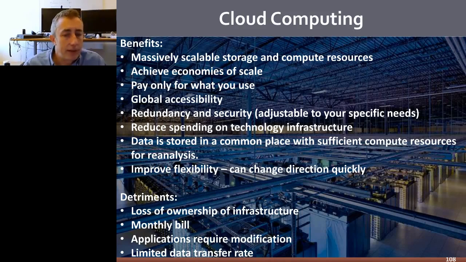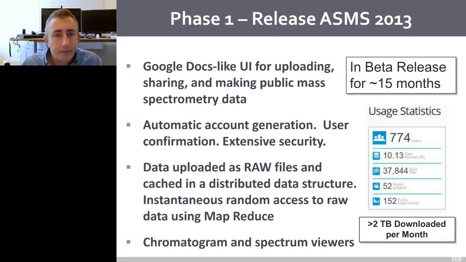A lot of the software applications require modification, and one thing that we haven't found to be a big deal yet, and I'll describe this a little bit, is limited data transfer rate. Some universities or institutions may have an issue where the bandwidth of the internet may be a bottleneck. But if we're talking about collecting data files of about 1 gigabyte per hour, it's not really a challenge to upload a gigabyte per hour. So we can upload it in parallel with the data collection.